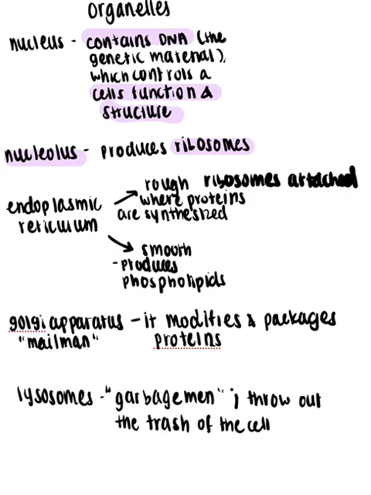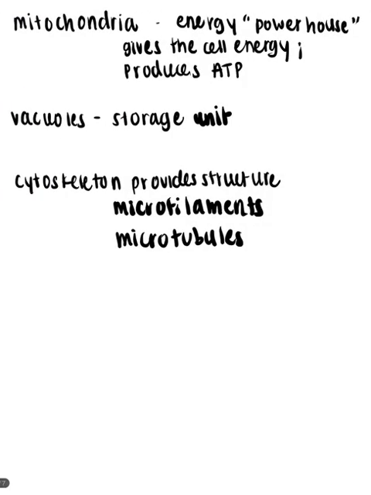So then when you go to the Golgi apparatus, remember that's the mailman. It's the one that packages and modifies proteins. Then you have the lysosomes, which are the garbage men. They're the ones that throw out the trash of the cell. Then you have mitochondria. It's the energy powerhouse. It's the one that gives the cell energy and produces ATP. Then you have the vacuoles, which are the storage unit of the cell. And then you have the cytoskeleton, which provides structure.